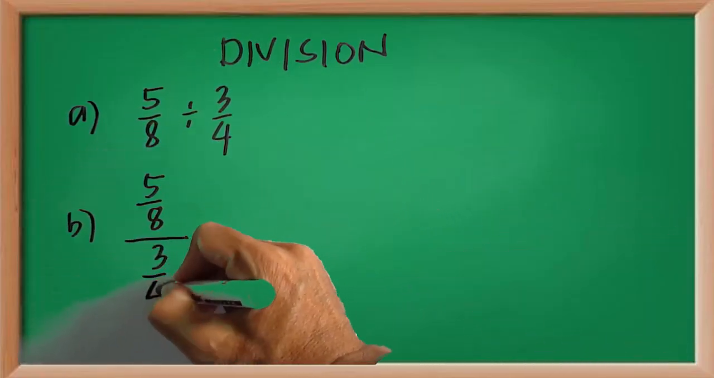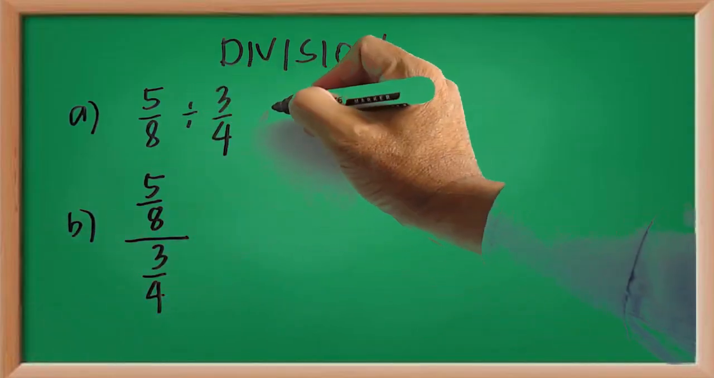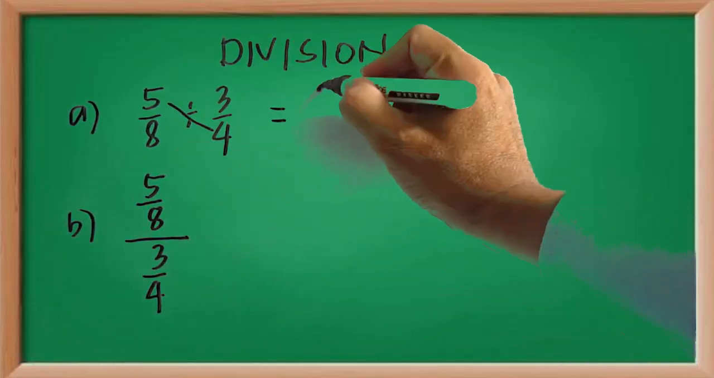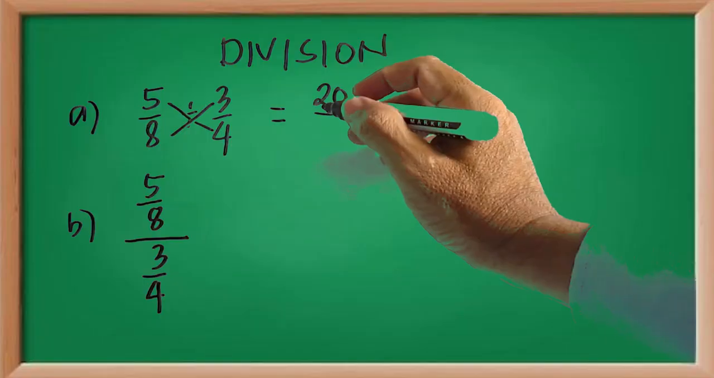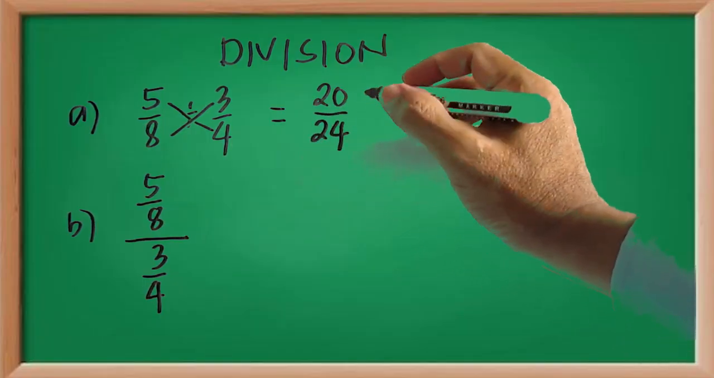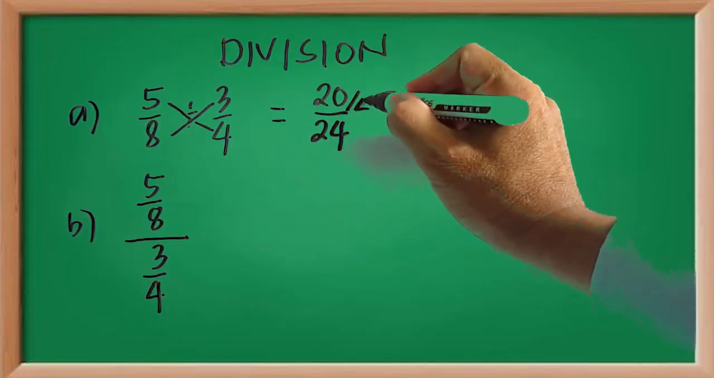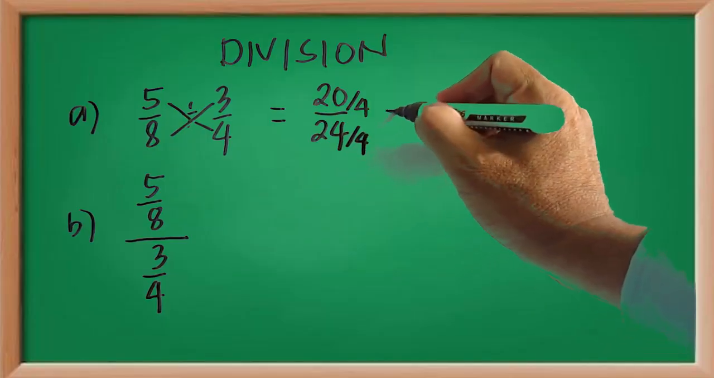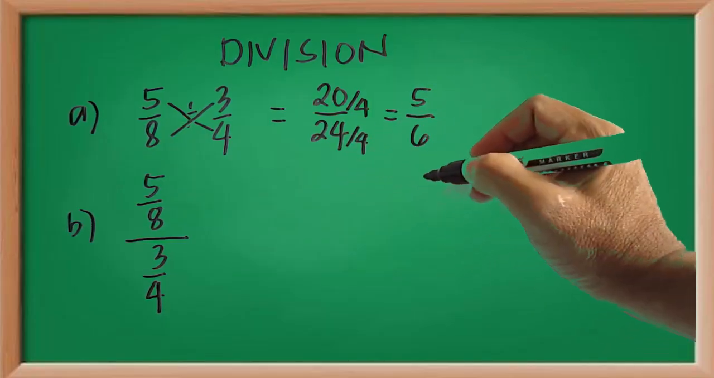If it is written in this form, just cross-multiply. 5 times 4 is 20. 8 times 3 is 24. Simplify, divide the numerator by 4 and the denominator by 4 also. The answer is 5 over 6.